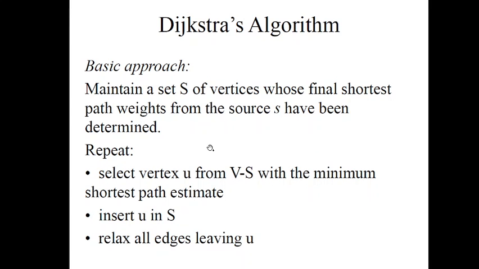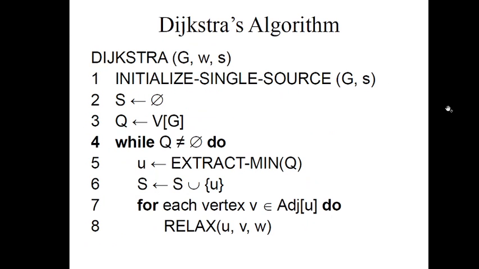The basic approach is to maintain a set S of vertices whose final shortest path weight from the source has already been determined, and repeat. This is a little bit messy, so we will go to the algorithm directly. Dijkstra: the input is the graph, the weight function and the source. And here is the initialization. What does the initialization actually do?